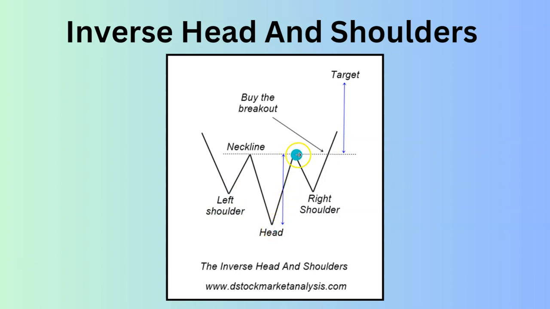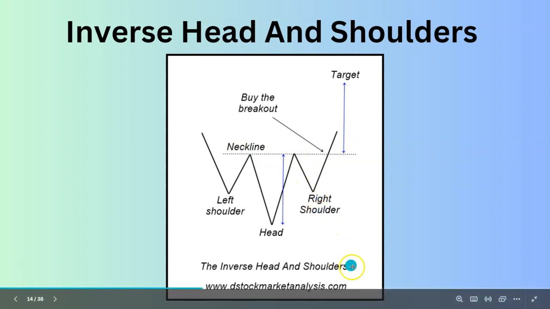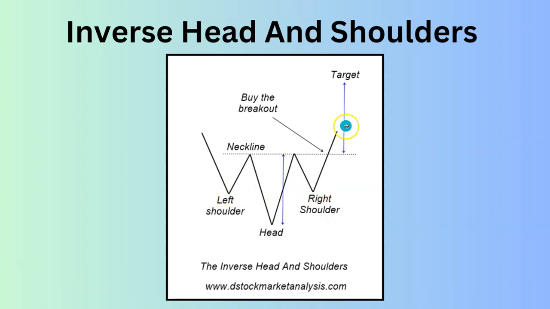It stops around the area of the neckline, and it moves back down. This time it doesn't go any lower. It just stops around the left shoulder, and then it moves back up. So you have a left shoulder, a head, and then the right shoulder, and also the neckline. So this is the inverse head and shoulders.